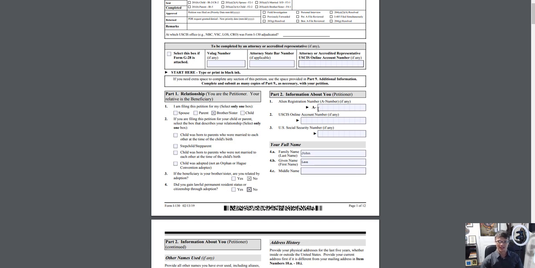All right, now alien registration number. If you were born here in the United States, you're probably not going to have that alien registration number, but if you went through an immigration process, you will, and it starts with the letter A, and then I believe 6 digits or 7 digits. Make sure to fill that out.